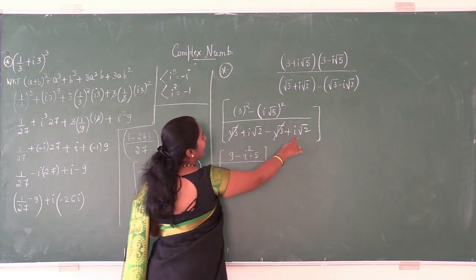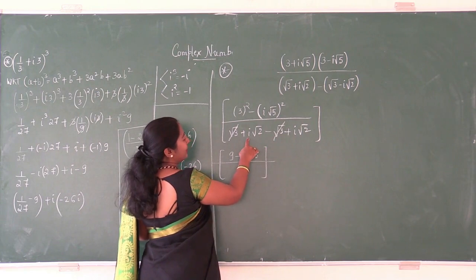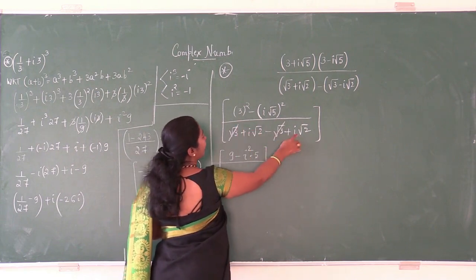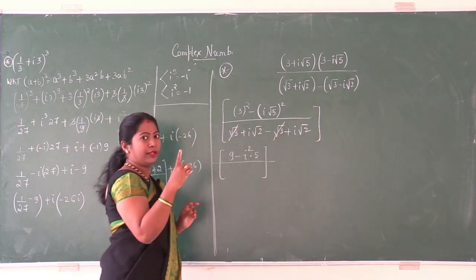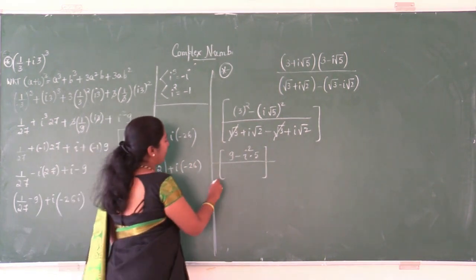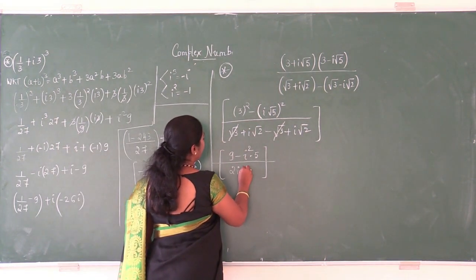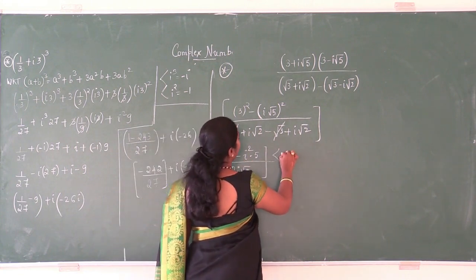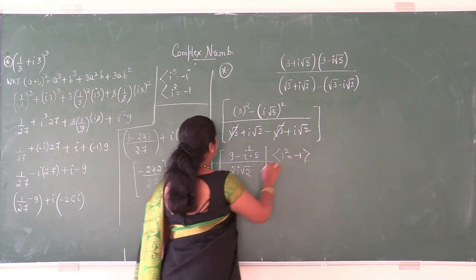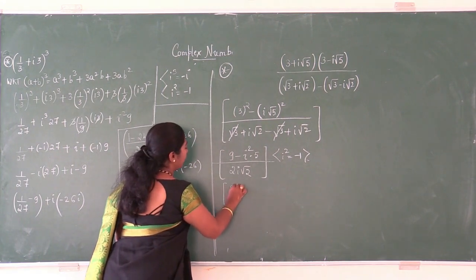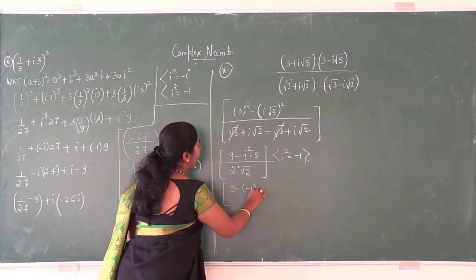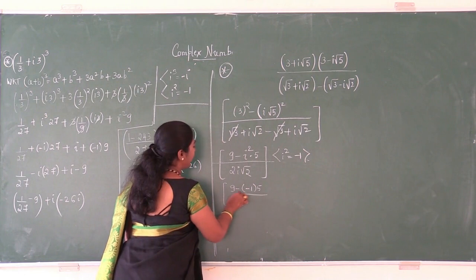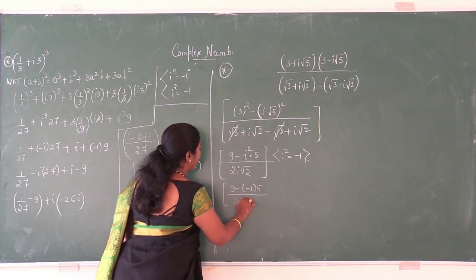i root 2 and i root 2. What is the coefficient of i here? 1. What is the coefficient of i here again? 1. 1 i root 2 plus 1 i root 2 will be 2 times i into root 2. What is the value of i square? The power of i square is nothing but minus 1. This can be written as 9 minus of minus 1 into 5 divided by 2i root 2.